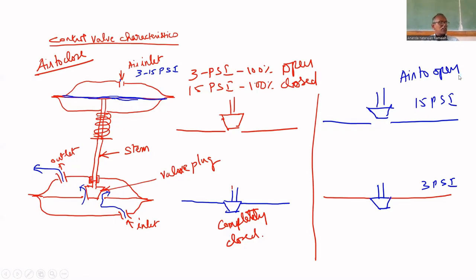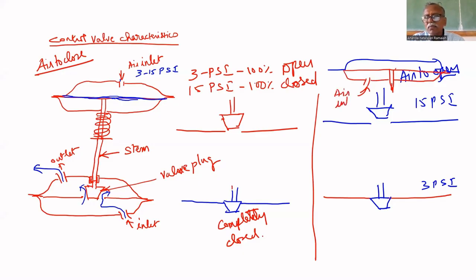There are two types of valves. One is air to close, another is air to open. The difference is, if you apply the inlet air on the top side, it is air to close. So here it will be like this. Same will be here. The air will be applied here.